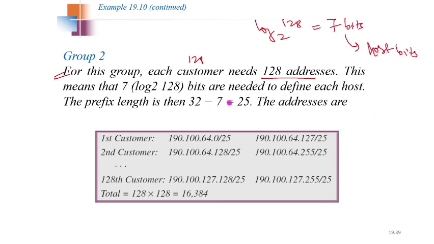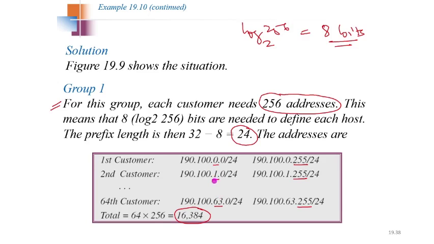So the host will be there. So the remaining 32 minus 7, that is 25 bits, will be for the mask. So out of that, 25. What is the first address? How do we need to find out the first address? From one of the IP addresses we can find the first address, and it should be continuous because it is classless addressing.